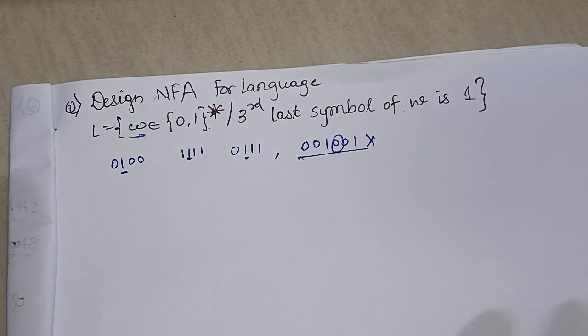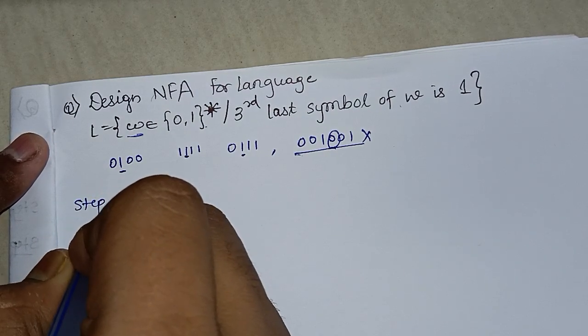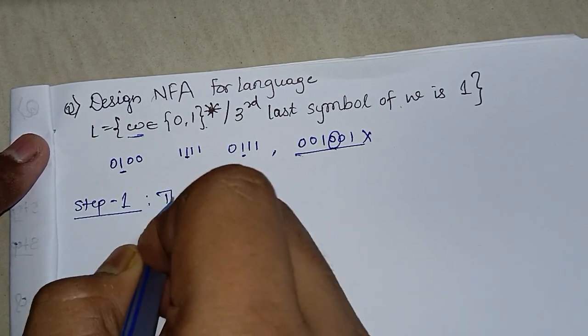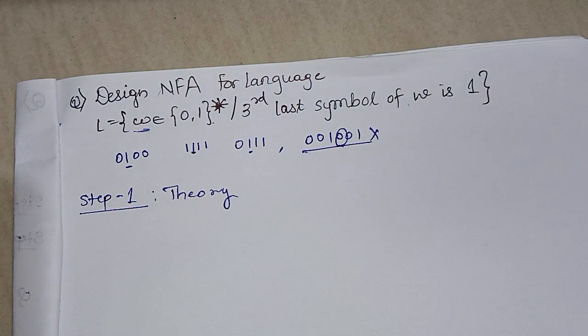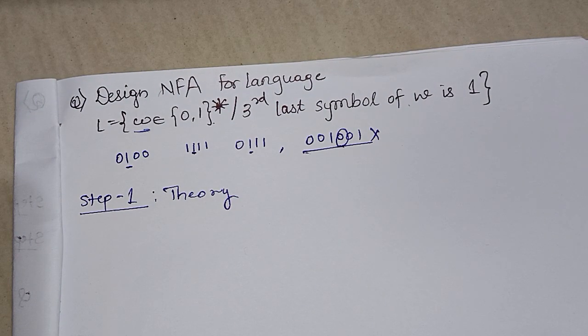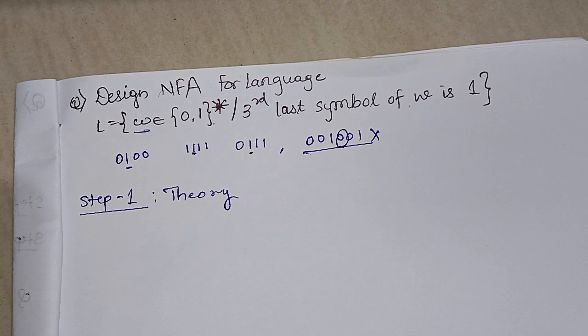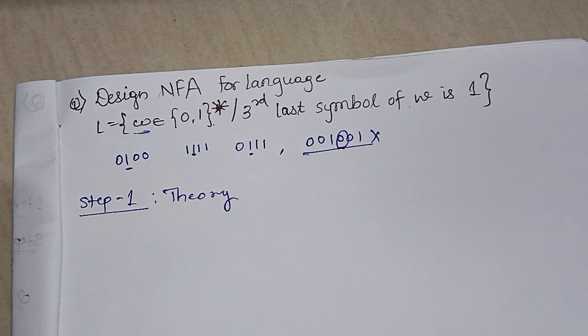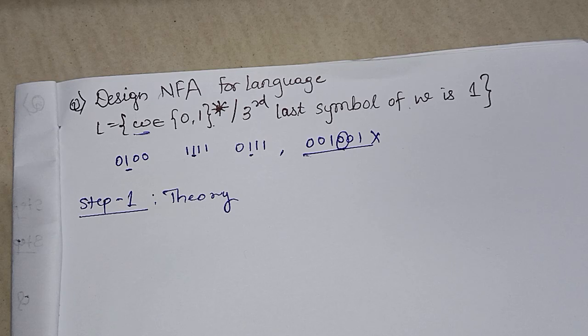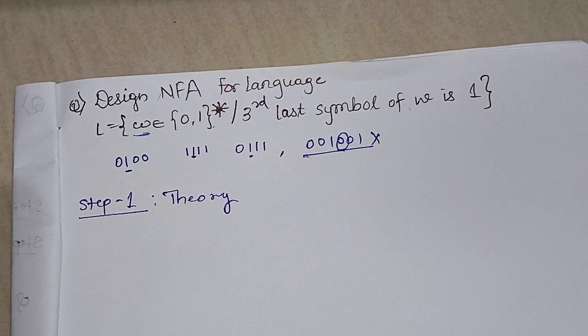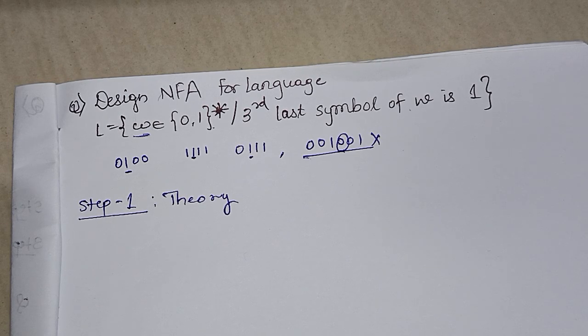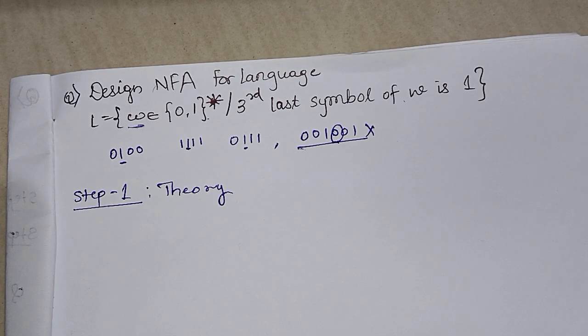So let's start solving. Step 1 is the theory, in which you have to explain the NFA, its mathematical function, how it is represented, and the components of the mathematical function, like Q, sigma, that is the input alphabet, delta, that is the transition function, Q0, the start state, F, the finite set of final states. In this way you have to explain the theory.